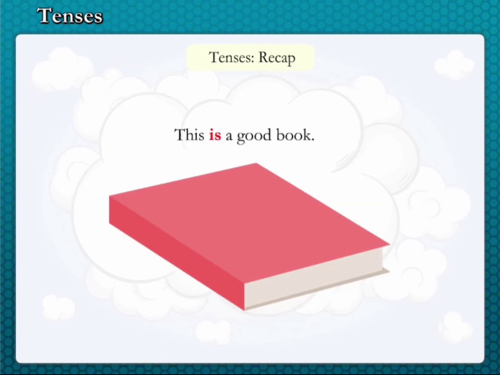This is a good book. What does the word is mean in this sentence? It means that the book is always good. Why do we say is and not are? We said is because we are talking about one book here.